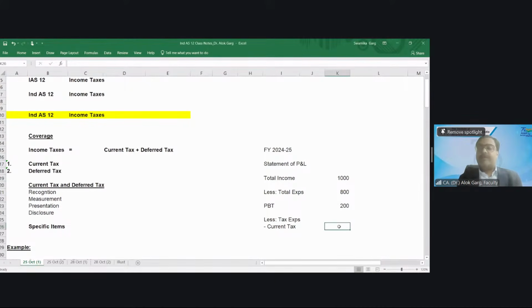So what this company will do, this company will prepare a computation of income for financial year 24-25, right? And you understand how we prepare the computation of income. We start with profit before tax, right? And then what we do? We disallow a few items which are not allowed as per the Income Tax Act. We disallow those items and we allow the items which are allowed as per the Income Tax Act.